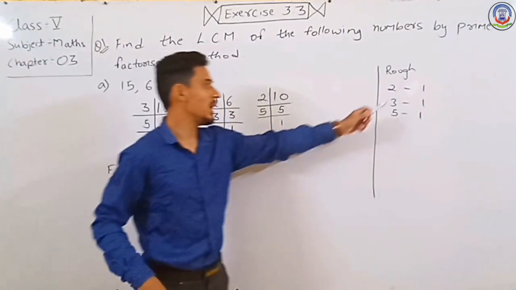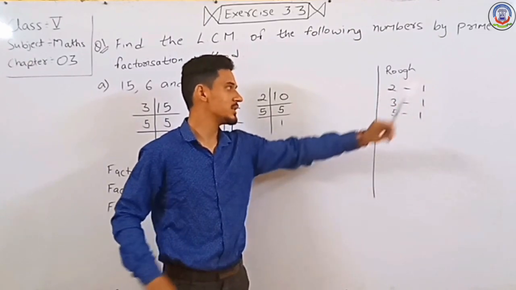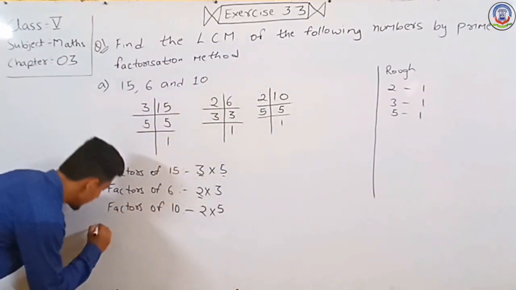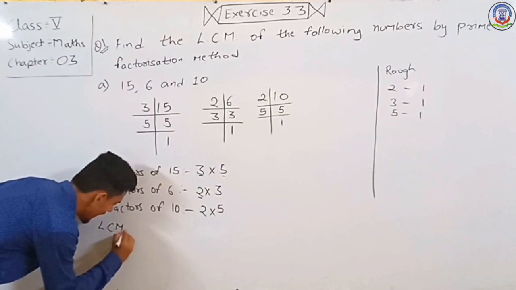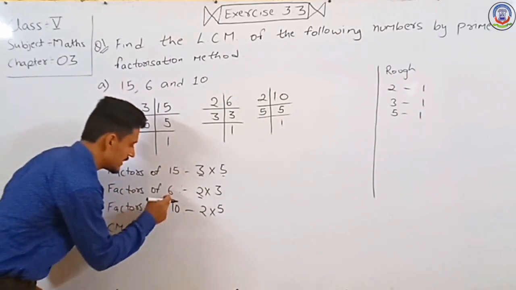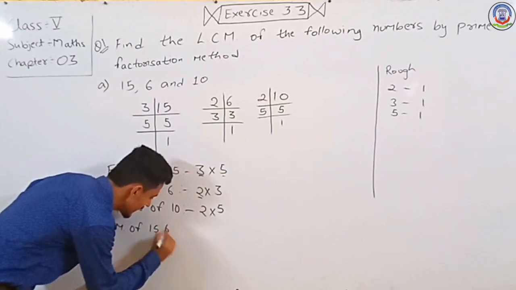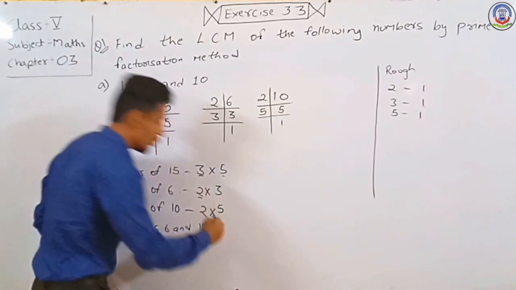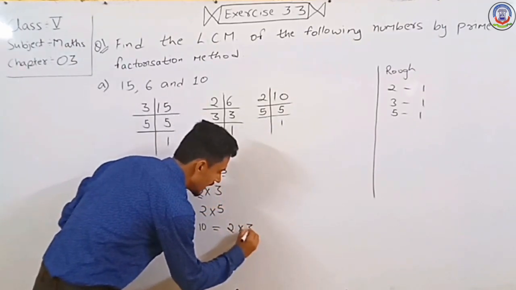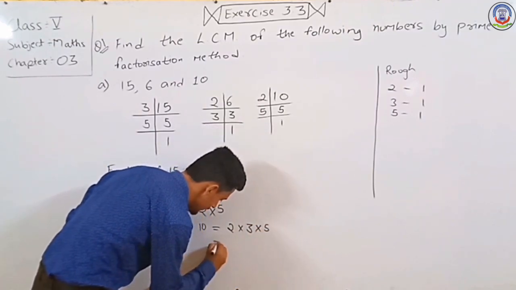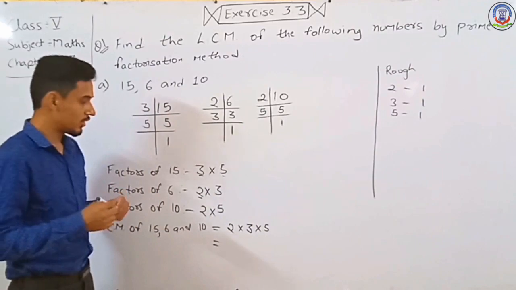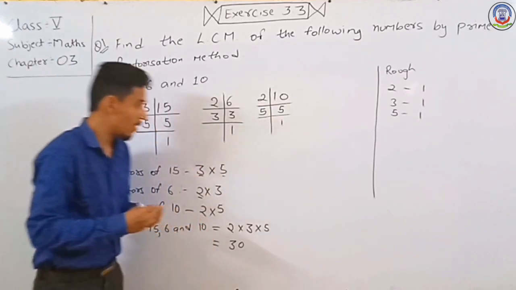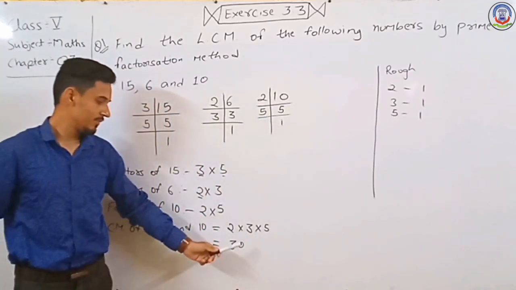So now we have to multiply these numbers at many times. These numbers we see here. So first we write here LCM of which numbers? 15, 6 and 10. 15, 6 and 10 equals to 2 is one time, 3 is one time and 5 is one time. So multiplication, that is product of these numbers are our 30. So LCM of 15, 6 and 10 is 30.